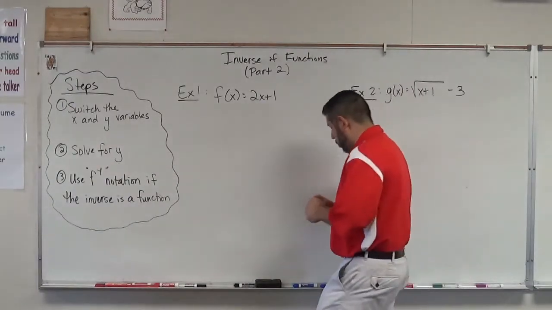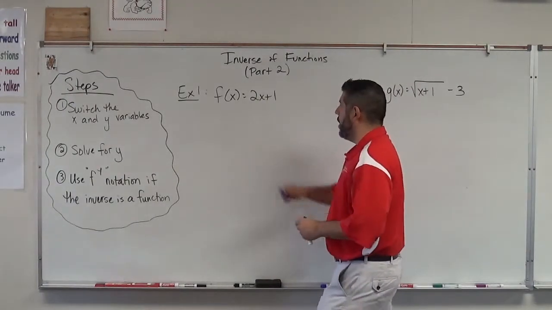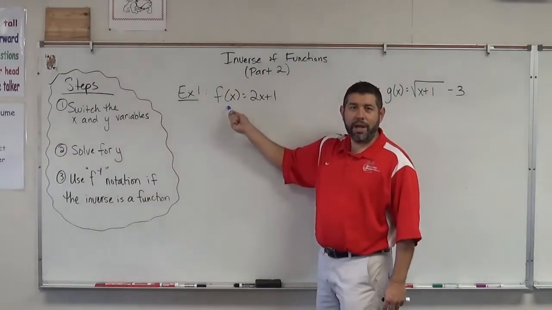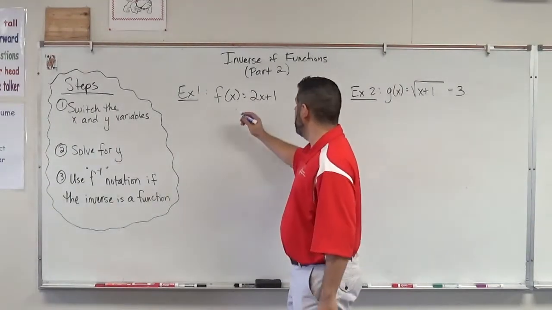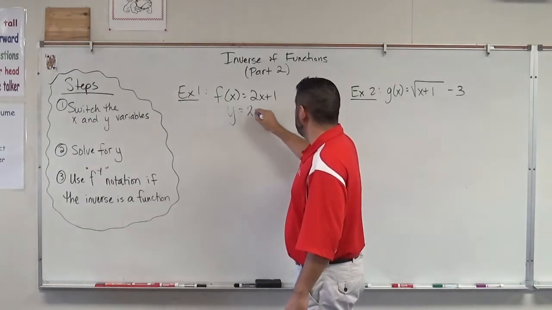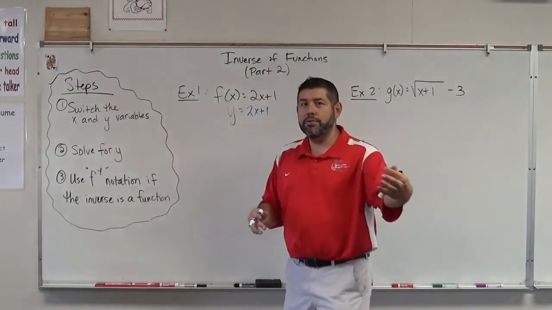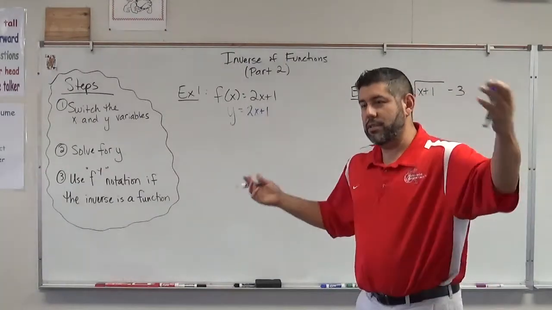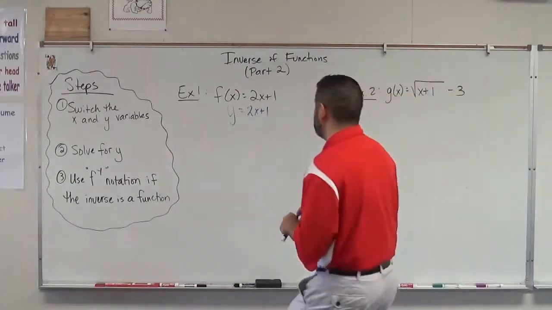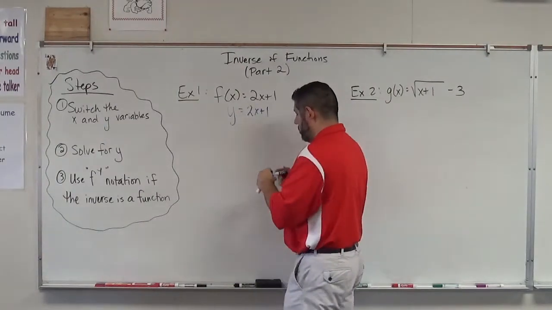Example number 1. We're going to switch. Now, this is not y, this is y, right? Make sure you change this to y equals 2x plus 1, so that way you know you're using x and y instead of f of x. And we all know that f of x is equal to y because we've been told that so many times, right? So now we're going to do our switch.